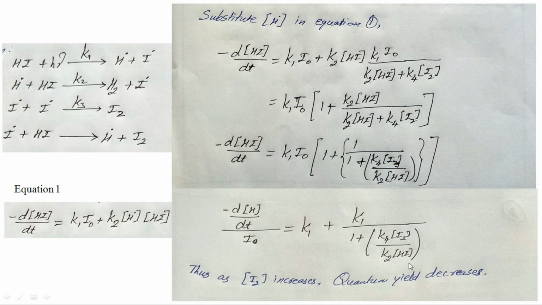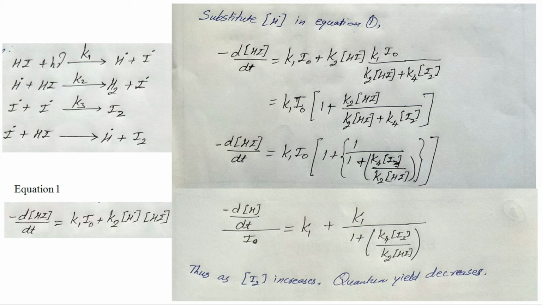When we observe this equation, we can clearly see that the molar concentration of iodine which is accumulated during this process is inversely related to quantum yield. So d[HI]/dt upon I0 gives us the quantum yield. This quantum yield is inversely related to the molar concentration of iodine. Based on this, we can say that as iodine concentration increases, quantum yield decreases.